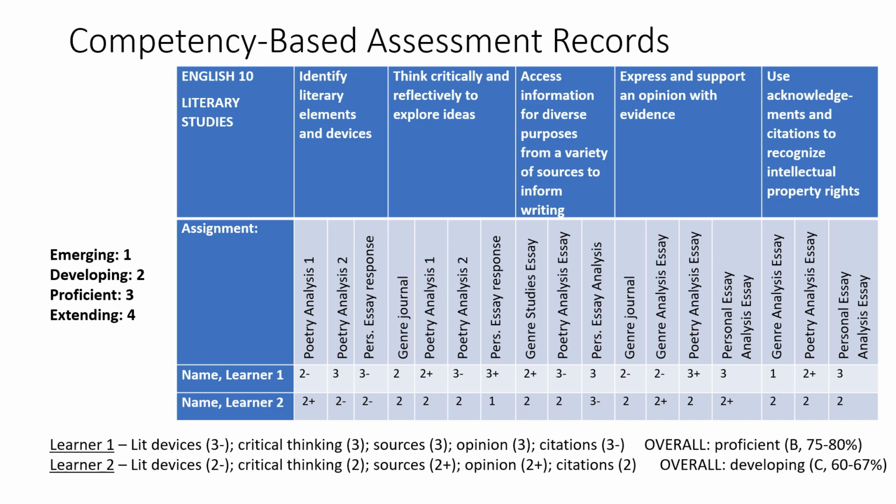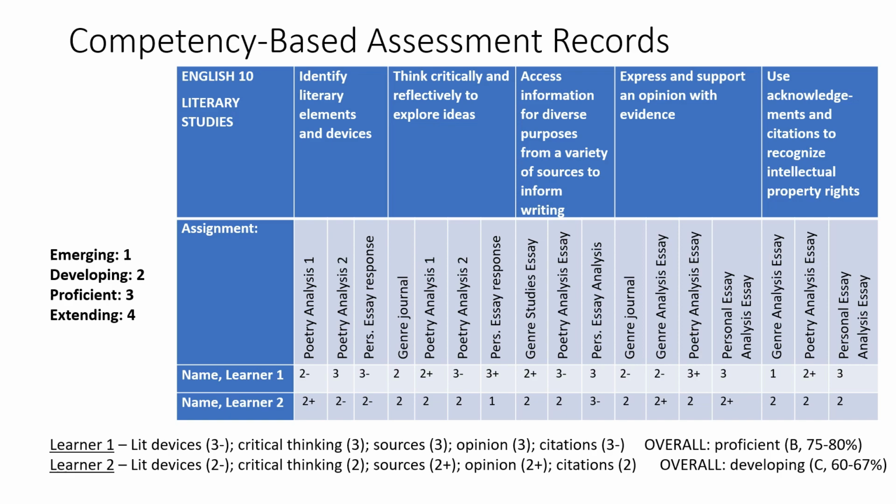I can also see specifically what each student is struggling with or where they've improved. Learner 1, expressing and supporting an opinion has been a challenge for that person, while practice has helped them become more proficient in citations. Learner 2 clearly struggles with identifying literary elements and devices. There's a spike in accessing information for diverse purposes in the last assignment for Learner 2.